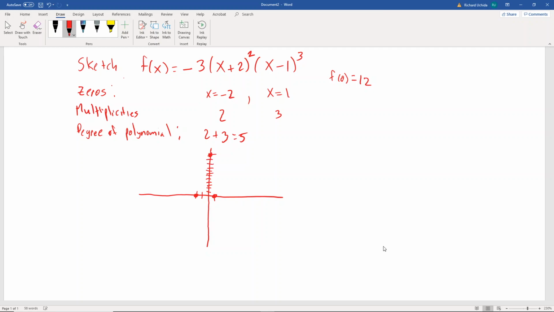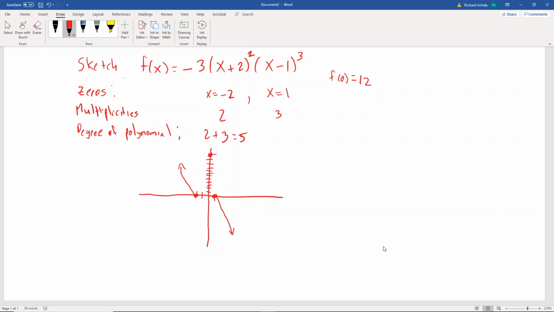Okay, so that would be our y-intercept. Now, since our leading coefficient was negative, that tells us that for our far right, so we take our farthest right x-intercept, we do know that it will be going downward. Now, since it has an odd degree, that tells us from our far left x-intercept that it'll be going in the opposite direction, so that it'll be going up.